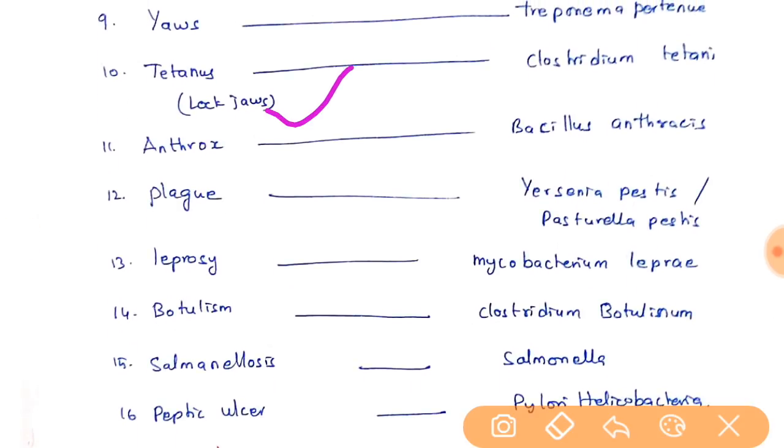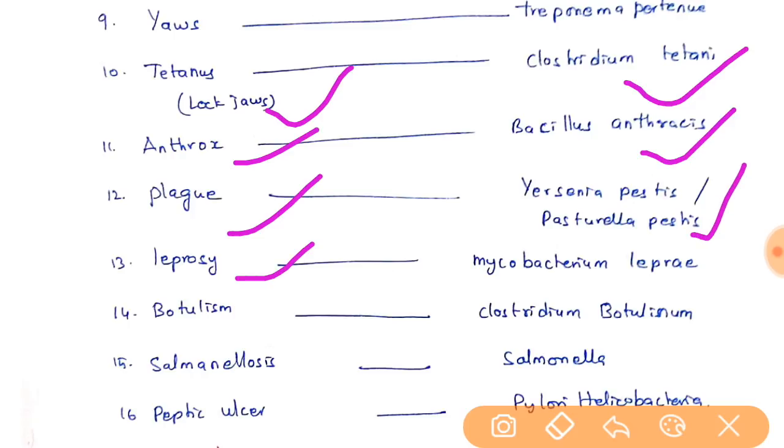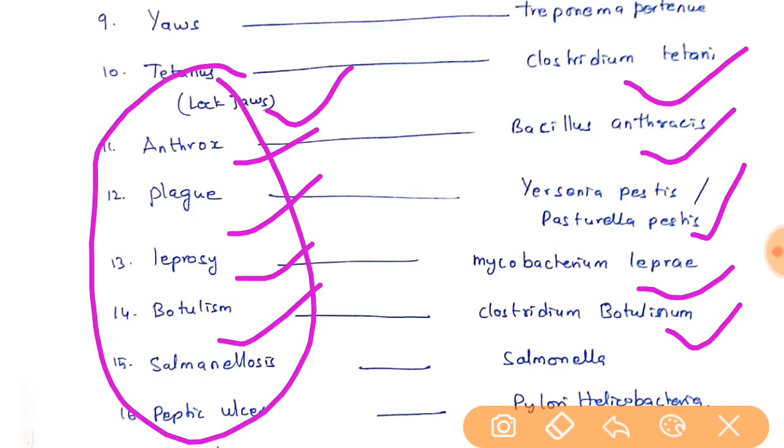Tetanus. Tetanus is caused by Clostridium tetani. Anthrax, Bacillus anthracis. Plague, Yersinia pestis or Pasteurella pestis. Leprosy, Mycobacterium leprae. Botulism, Clostridium botulinum. You can see, friends, the diseases and the bacteria names are almost the same.